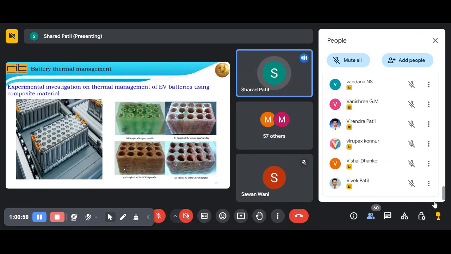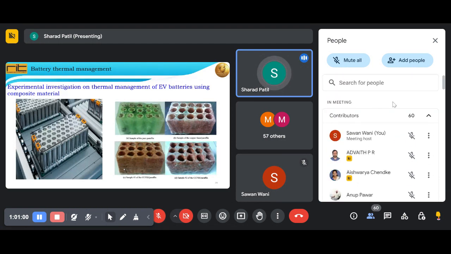Now, the next case study. I would like to focus on the current rise of electric vehicles and the batteries of the electric vehicles. As mechanical engineers, we again have a wider scope in the thermal management of the battery systems, so we are also working on that. Here also we have taken one problem for the research work, and it is experimental investigation on thermal management of electric vehicle batteries using composite materials.